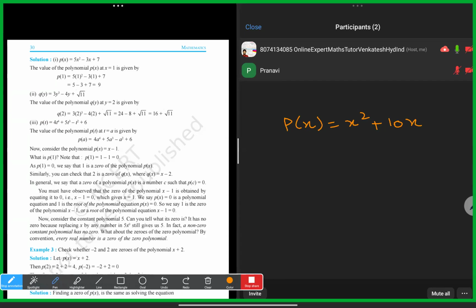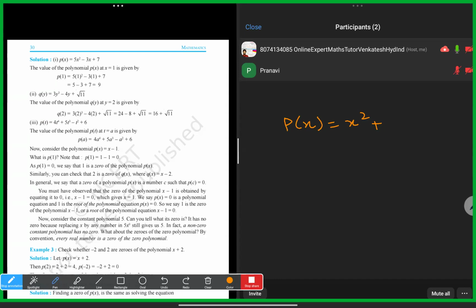There will be a few polynomials whose result will never become 0. Whatever value of x you try to keep, the result will never become 0. There are a few such quadratic polynomials where the result will never become zero. Those are the examples where zeros never exist for a quadratic.